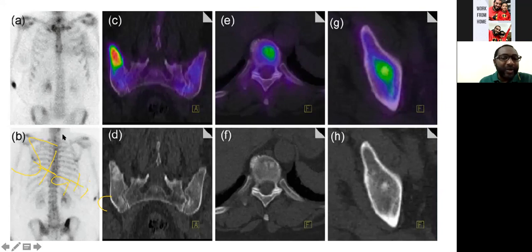Like you see, it's not a whole body view, but the static view just to show you the views and show you the pathology that we see, that we need additional SPECT CT in order to absolutely localize this lesion.